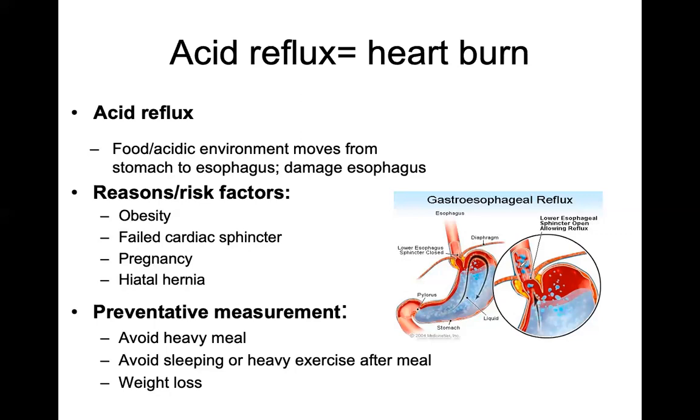What are the best ways to prevent acid reflux? You can avoid eating heavy meals. Basically, the more food you eat, the higher the chances of increased levels of acid, which can cause more damage to the esophagus. Avoiding sleeping right after meals or doing exercises after meals. Both of those put extra pressure on the lower esophageal sphincter, which makes you more susceptible to acid reflux. And weight loss, of course, will also contribute to lowering the acid reflux.